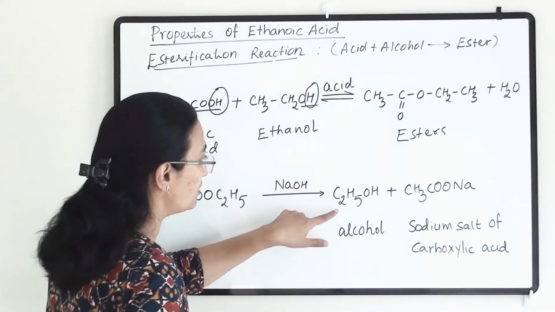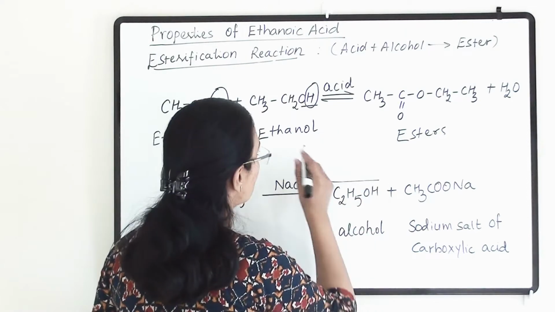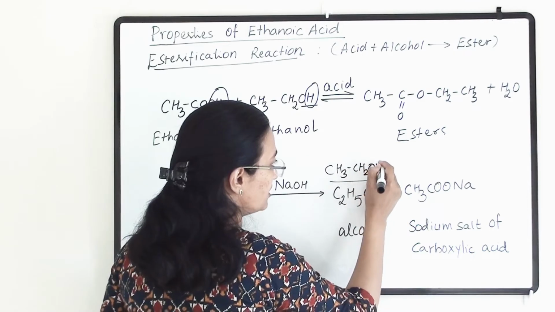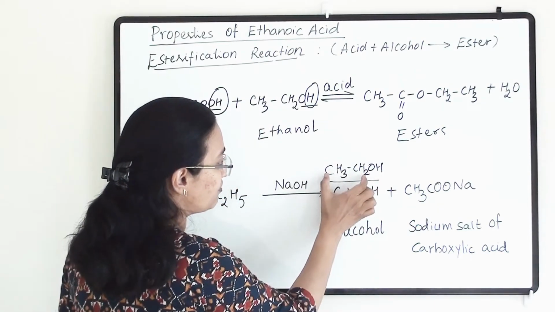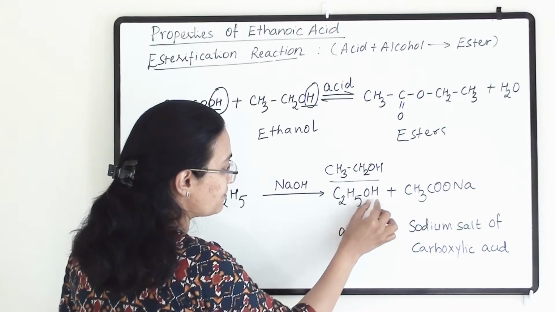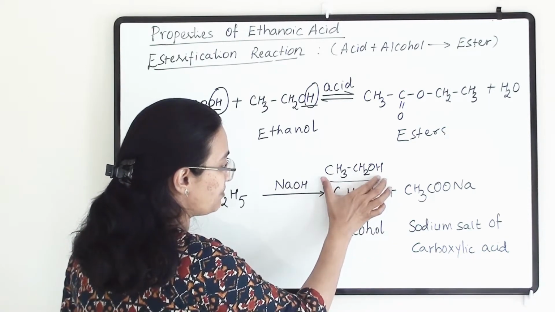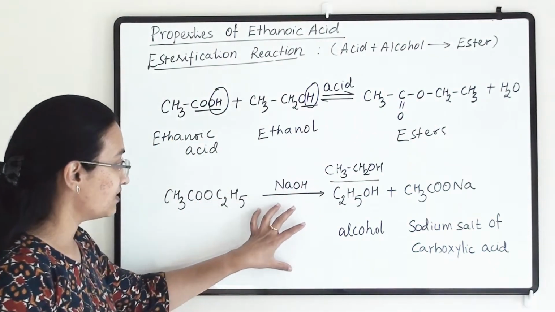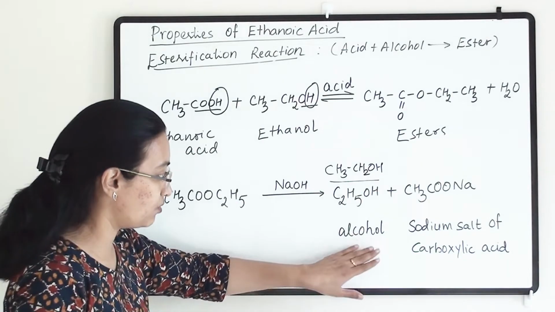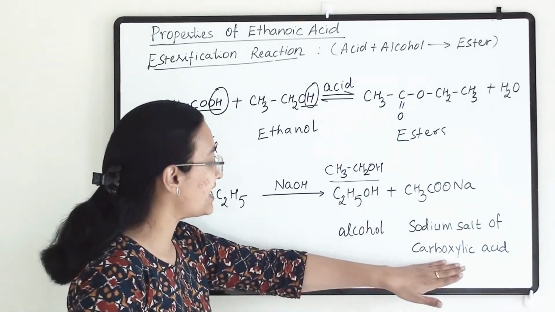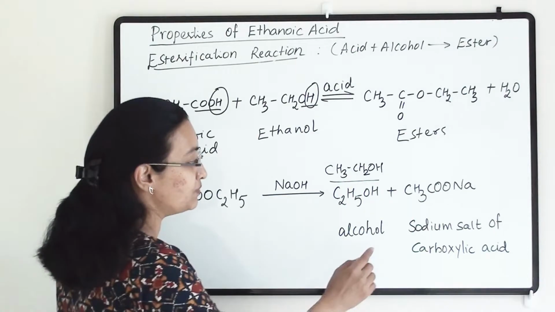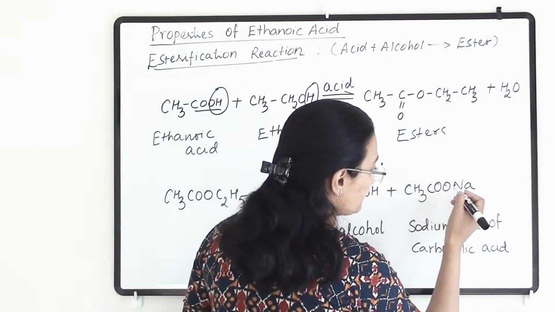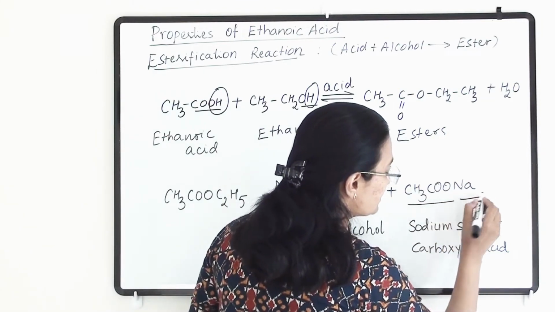This is also ethanol and we can also write this structure as CH3CH2OH. Both are the same, the only thing is that we have combined this as C2H5OH, and here we have written it separately. So when we treat esters with alkali, we get our alcohol back, and along with that we will not get ethanoic acid, but we will get the sodium salt of carboxylic acid. So this is carboxylic acid and this is a sodium salt.